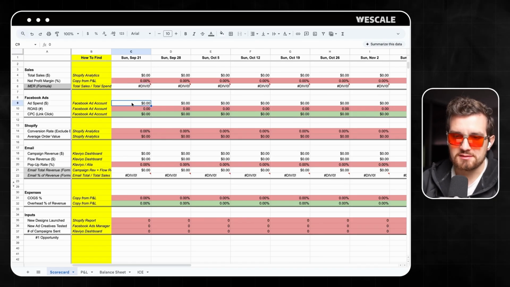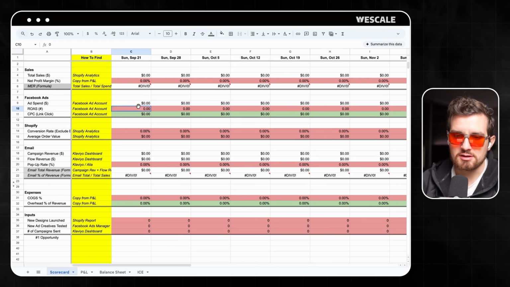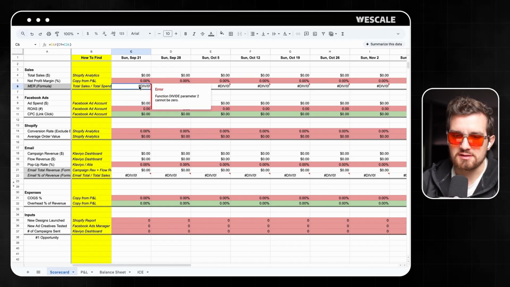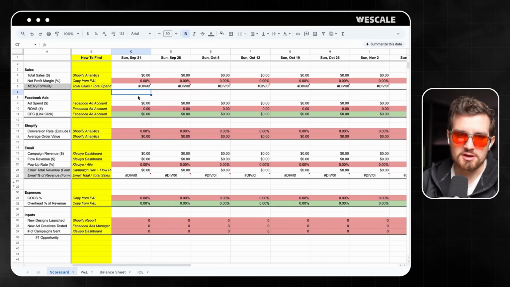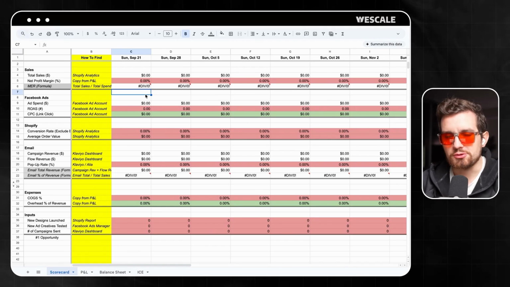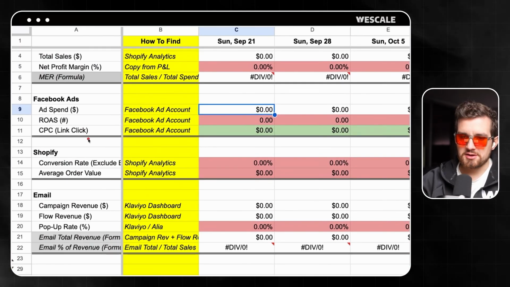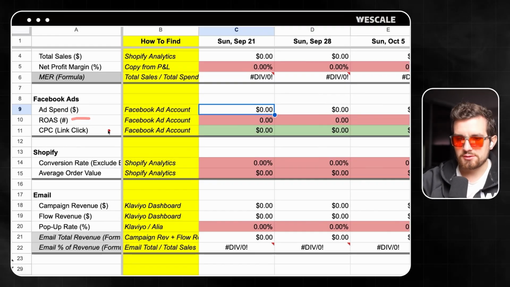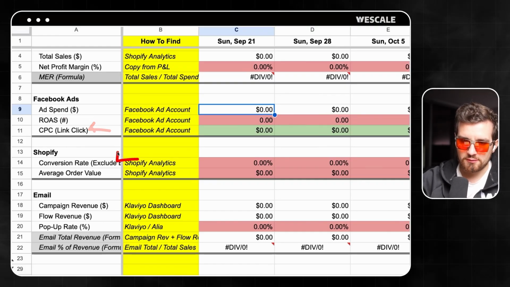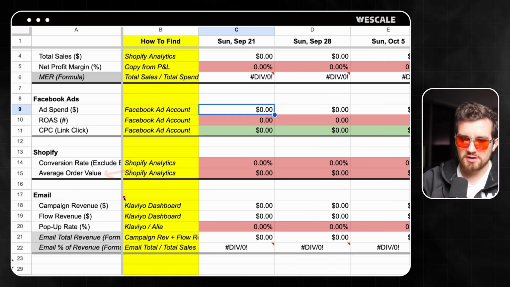Then ad spend and ROAS. And the reason that we have ad spend here is that you could just put the ROAS, but when we have the ad spend, we're able to calculate the MER, which is the off Facebook ROAS, or total sales divided by total ad spend. And then you put in the ROAS from your ad account, your cost per link click, your conversion rate from Shopify, your average order value, and then your email stats.